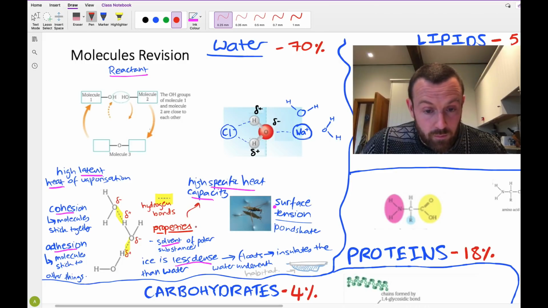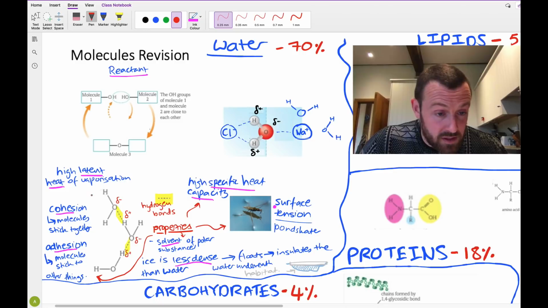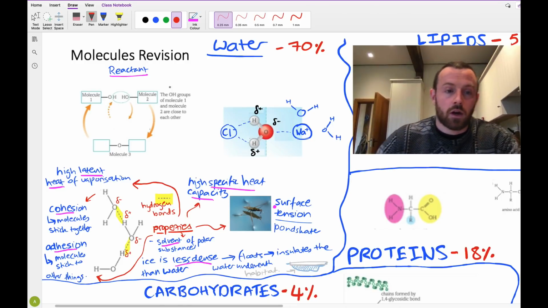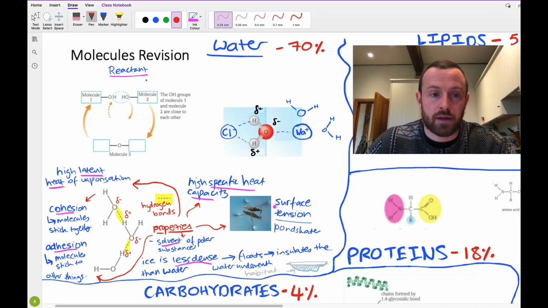Kind of branch them out everywhere from this central diagram around here and everywhere. All these are properties of water. And most of these properties are down to these hydrogen bonds. Okay, so what about this up here? The last thing I said is that water can be a reactant.